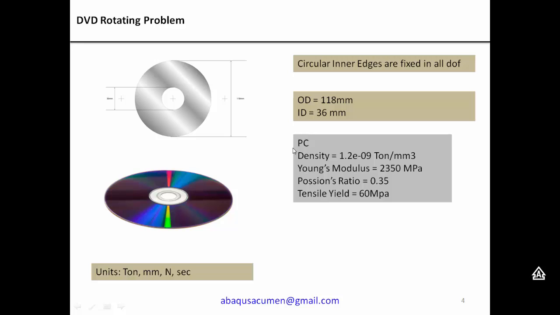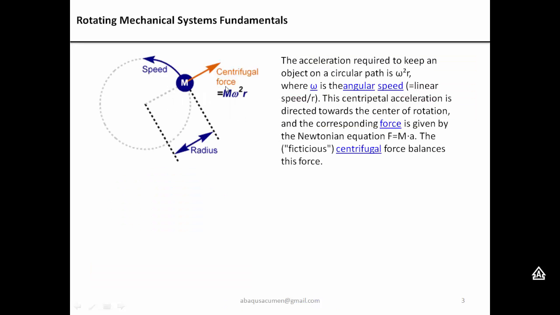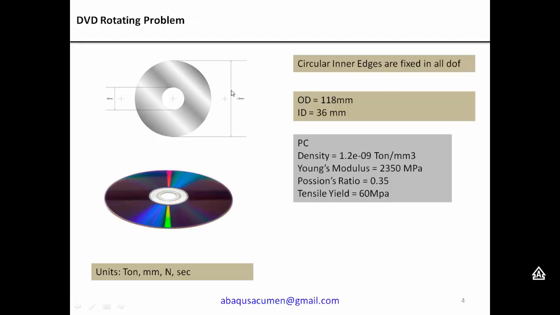Now I'll just quickly go back. You require a mass, and since you require a mass, we also require a density. The density of polycarbonate is 1.2e-9 ton per millimeter cubed, or 1200 kg per meter cubed. Since we are going to use the units ton, millimeter, newton, second, Young's modulus for polycarbonate is 2350, Poisson's ratio is 0.35, and tensile yield is 60 MPa.